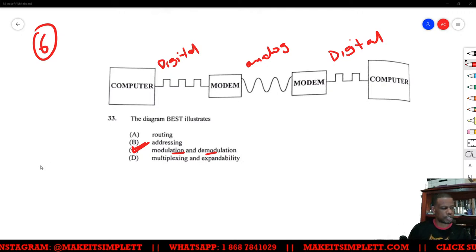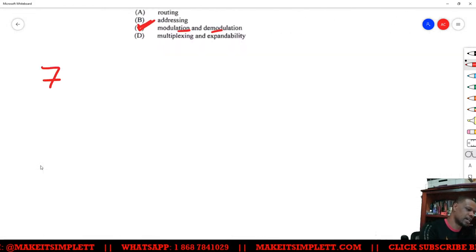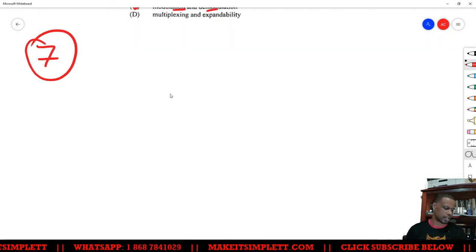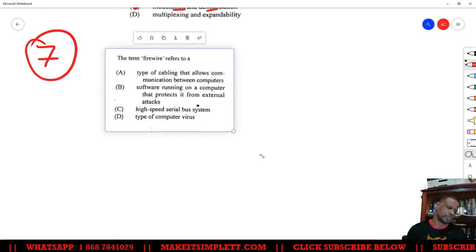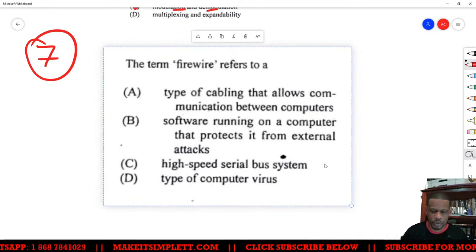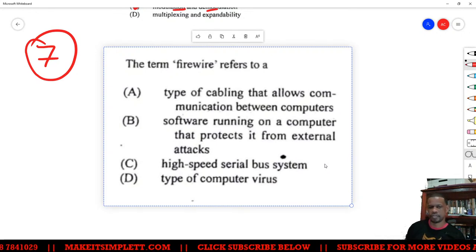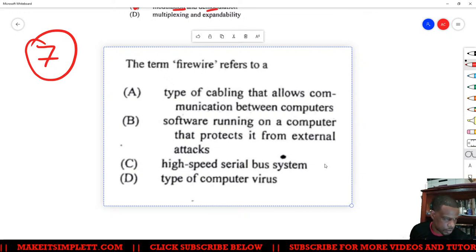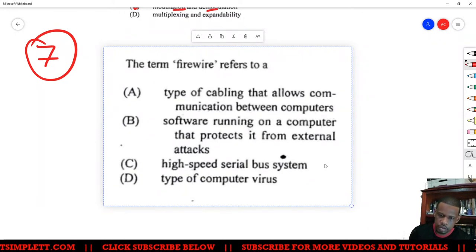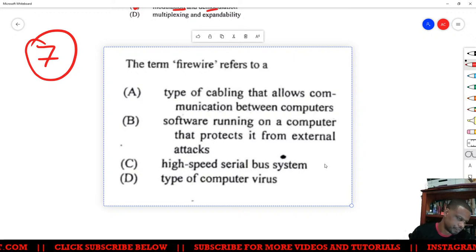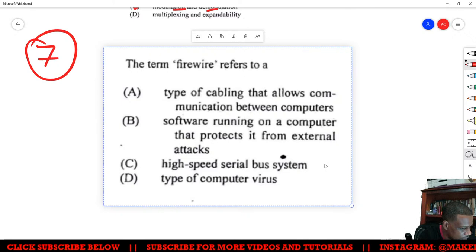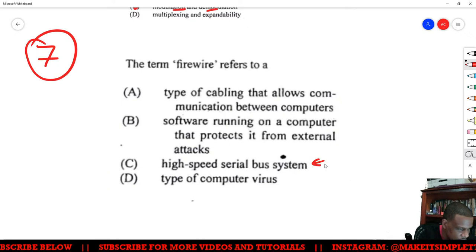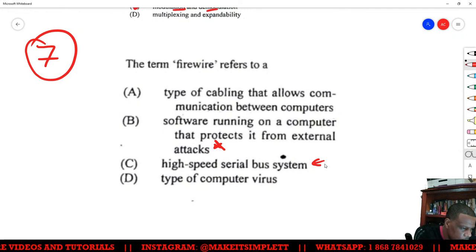Alright, here is a controversial question, and I'm going to tell you why: because nobody uses FireWire anymore. We use USB-C and stuff. But yeah, this one is a little ticklish. FireWire is actually a high-speed serial bus system. It's definitely not software on a computer that prevents it from external attack. No, that's a firewall.